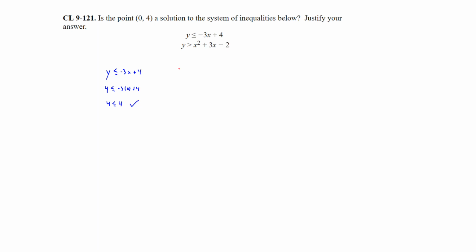So let's go ahead and check the second one. y is greater than x squared plus 3x minus 2. Once again, plug in 4 for y and 0 for x. And so it looks like we will get 4 is greater than negative 2, which is once again true. So is the point (0, 4) a solution? Yes, it is. So (0, 4) is a solution to this system.